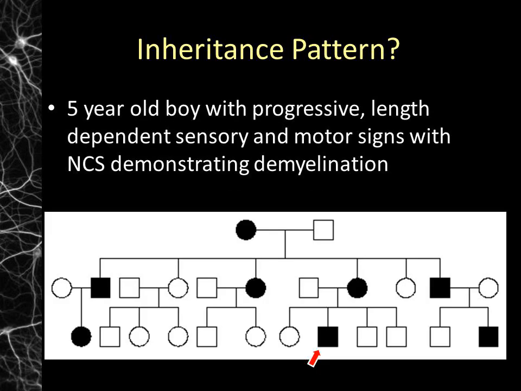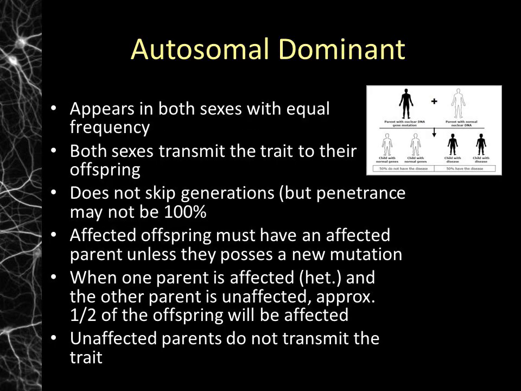Inheritance pattern: 5-year-old boy with progressive, length-dependent sensory and motor signs, with NCS demonstrating demyelination. Autosomal dominant. Appears in both sexes with equal frequency. Both sexes transmit the trait to their offspring. Does not skip generations, but penetrance may not be 100%. Affected offspring must have an affected parent unless they possess a new mutation. When one parent is affected, heterozygous, and the other parent is unaffected, approximately half of the offspring will be affected. Unaffected parents do not transmit the trait.